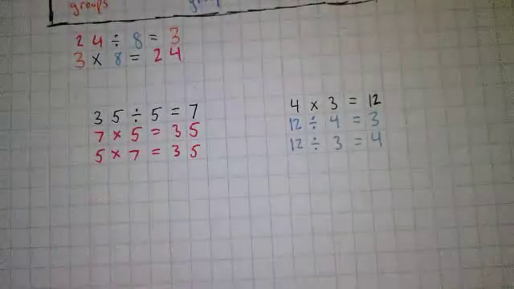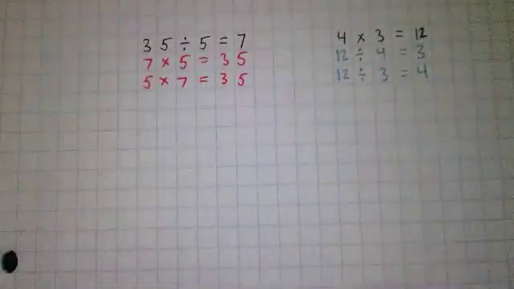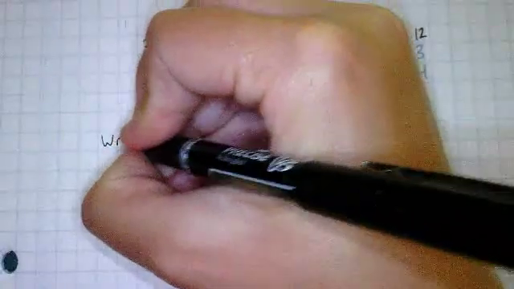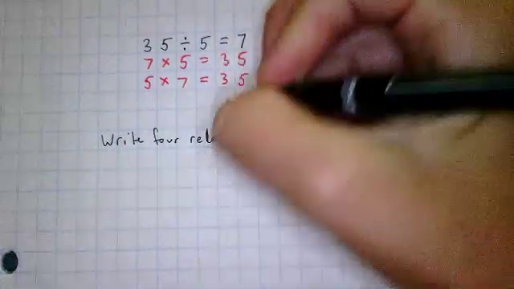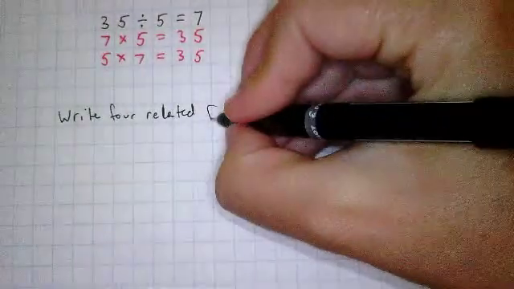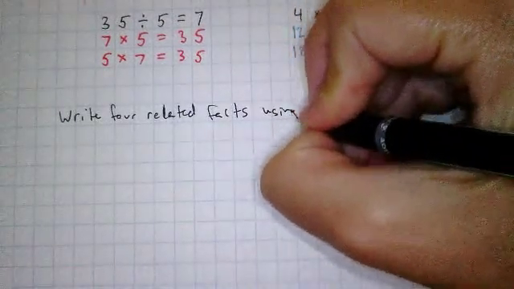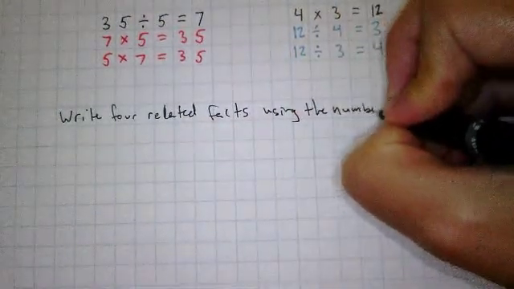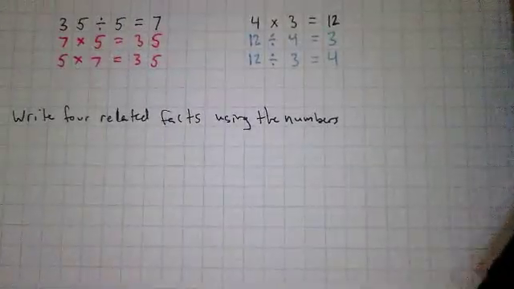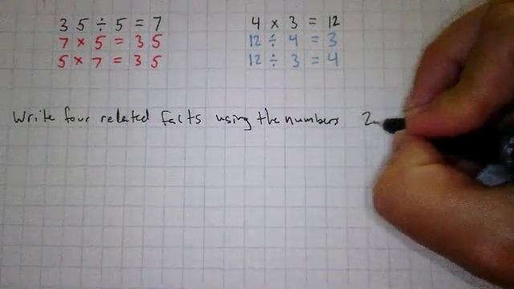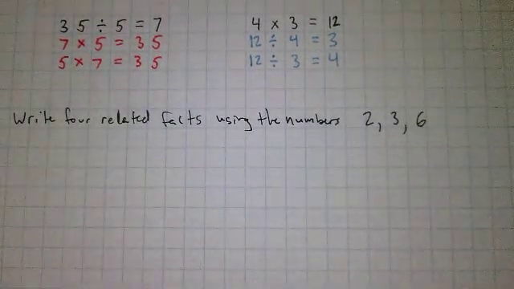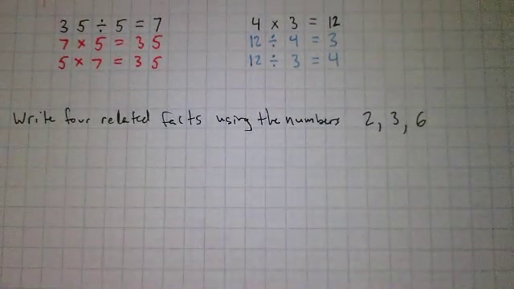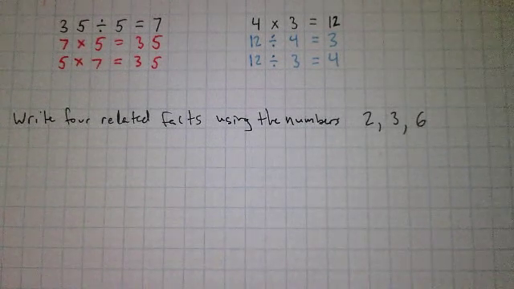The other type of problem it's going to give you is sometimes it's going to say this. You have to write this? No, unless you want to. It's going to say write 4 related facts using the numbers, and I'm going to go with 2, 3, and 6. What do you think I'm doing here? It's giving me 3 numbers, and I need to write 4 facts that go with it.